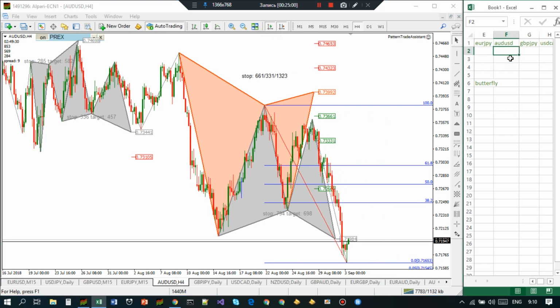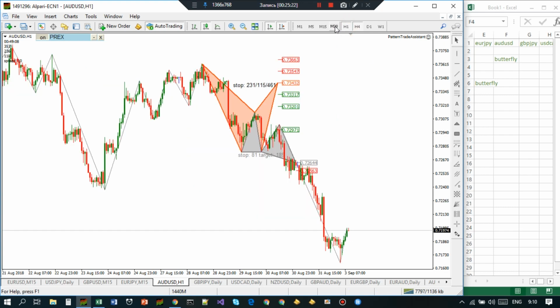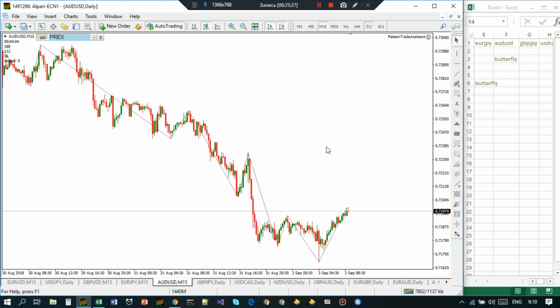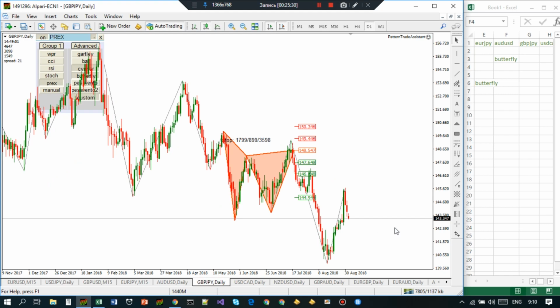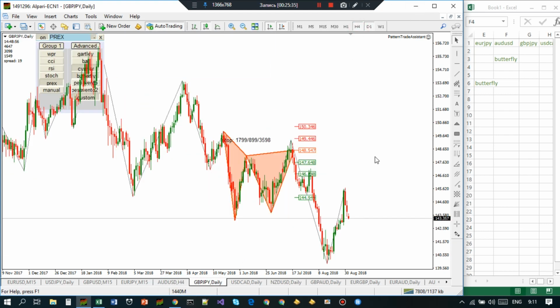Aussie dollar 4 hour. Butterfly advanced formation. It is not a butterfly harmonic pattern which has a completion at 127 XA. It is butterfly advanced formation which has a completion at 127 AB. It is a bit different. Okay, 1 hour is nothing, 30 minute nothing, 15 minute nothing. So we go back. 4 hour. Pound yen daily.